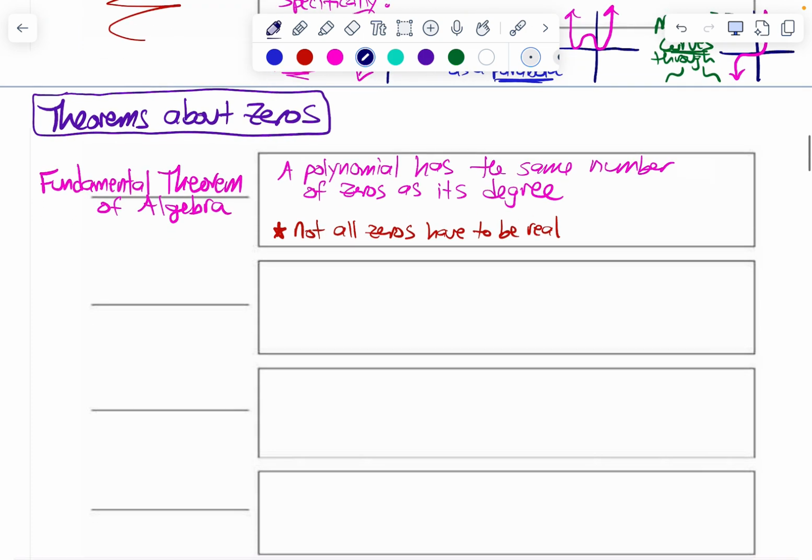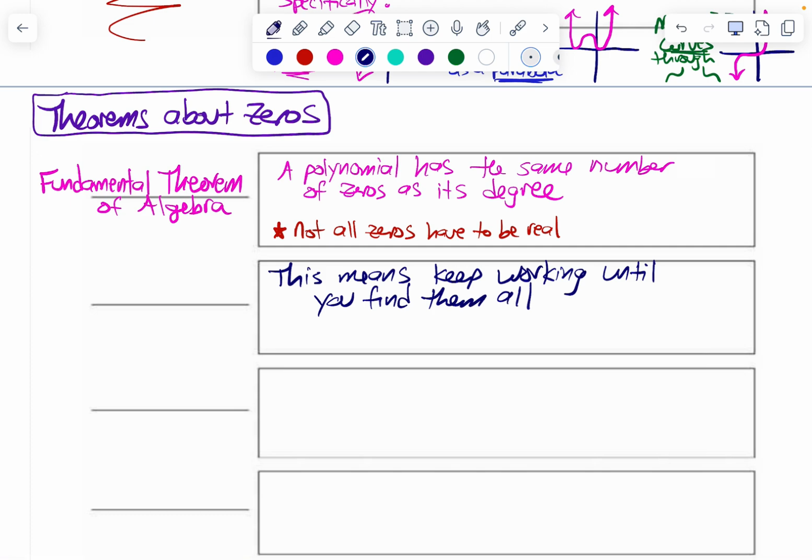Yeah, that's really what it comes down to. So let's put that. This means keep working until you find them all. Why did I write that? Until you find them all. So it's a pretty easy to understand theorem, but it's really important because it tells us how many to expect, how many to find, okay?